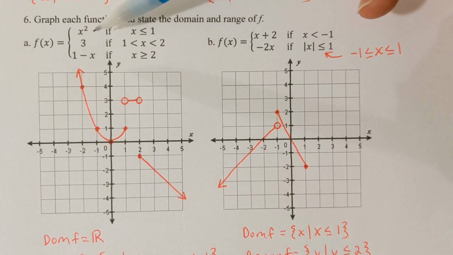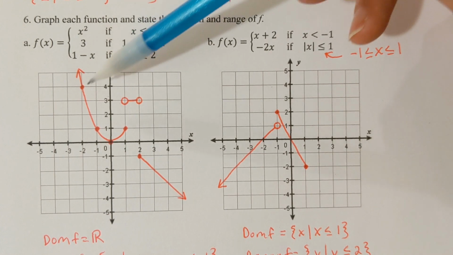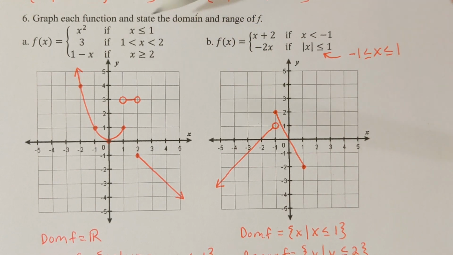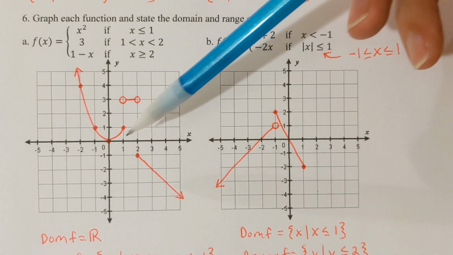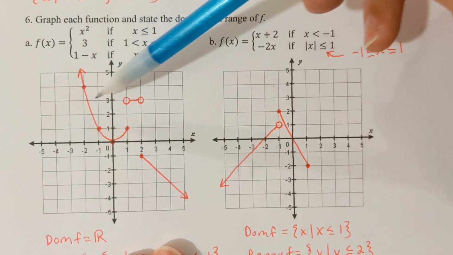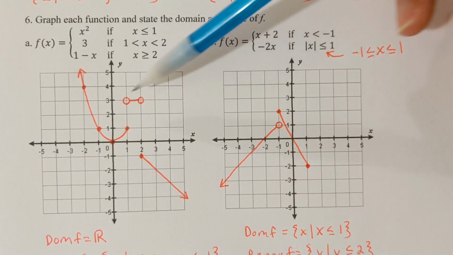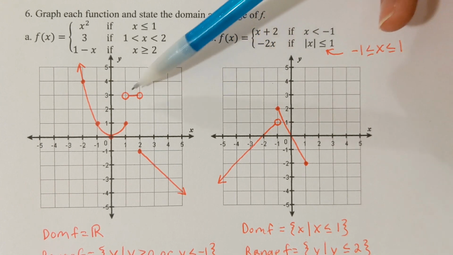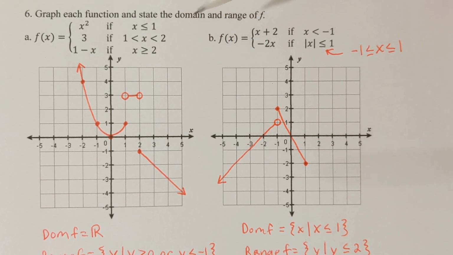Piece 2, we've got y equal 3, which is a horizontal line at a height of 3, if x is between 1 and 2. Okay, so I'd have that horizontal line drawn at a height of 3, but I only want to keep the piece for when I'm between 1 and 2. I would erase everywhere that is less than 1 and everywhere that is bigger than 2. Okay, and I'd have this little line segment remaining.